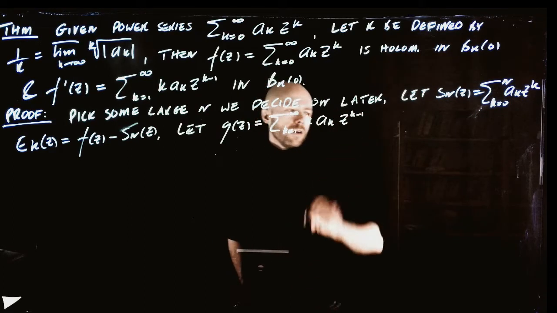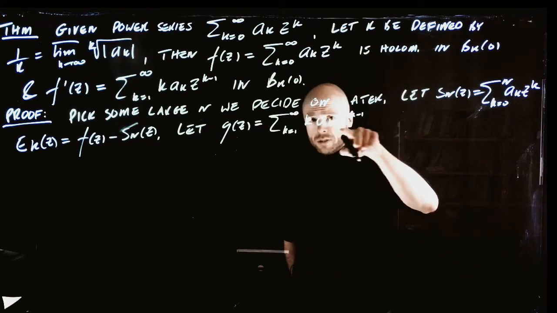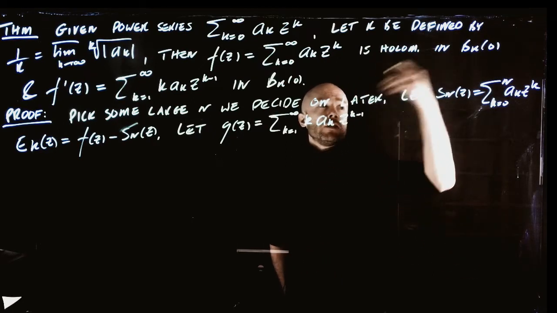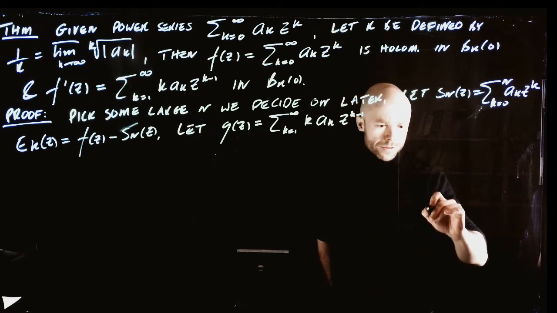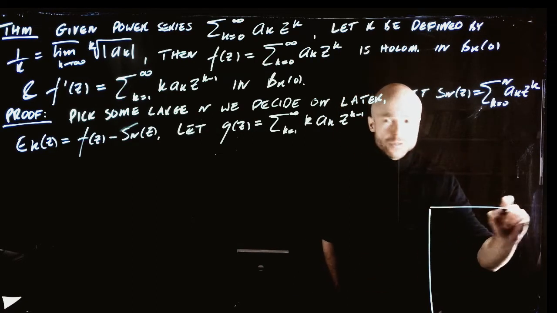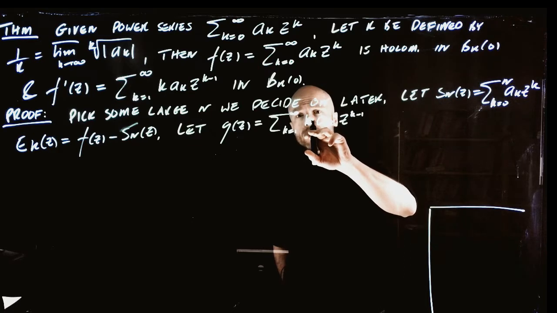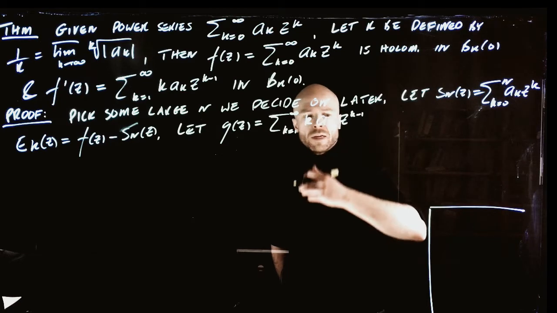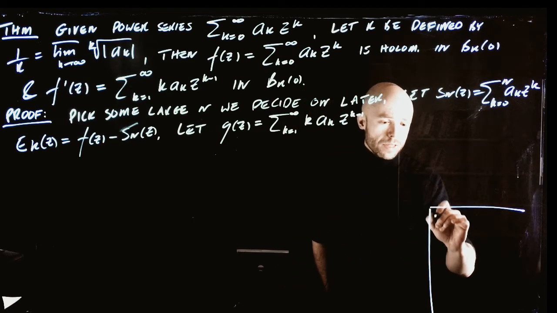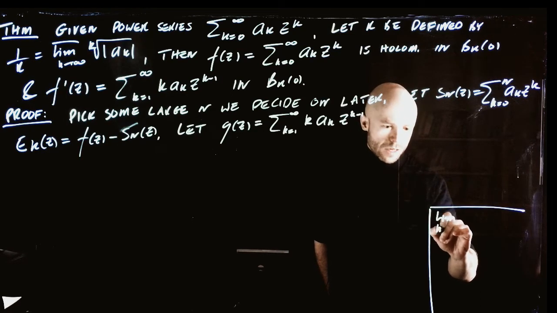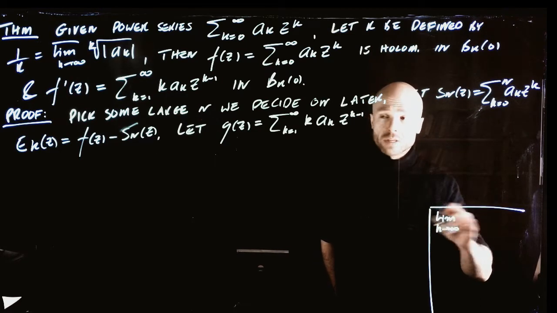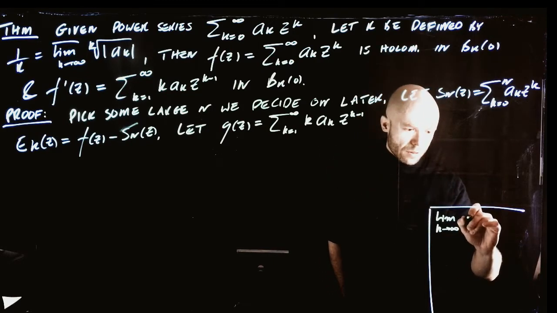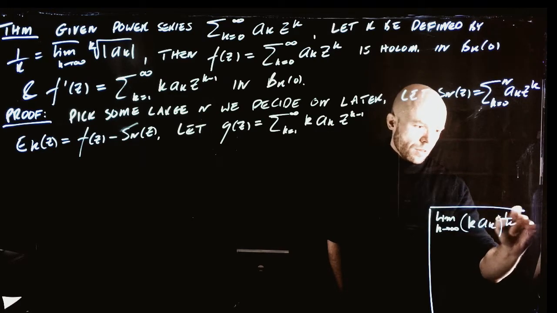In the corner, we're going to show that this thing here has the same radius of convergence as this guy. To do that, all we need to do is show that if we take the Hadamard formula for these coefficients right here, it gives us the same result. In particular, what we want to know is that the limit as k tends to infinity of the kth root of this expression here is the same as this thing.